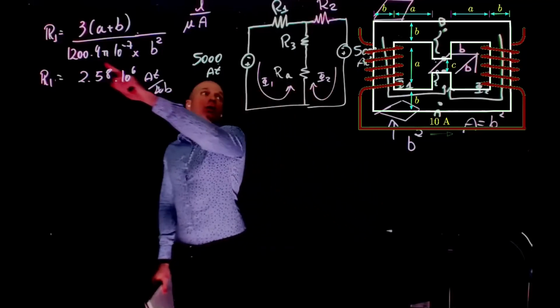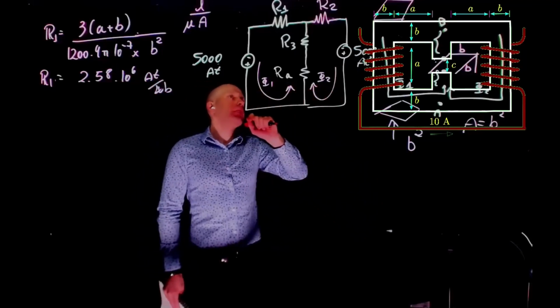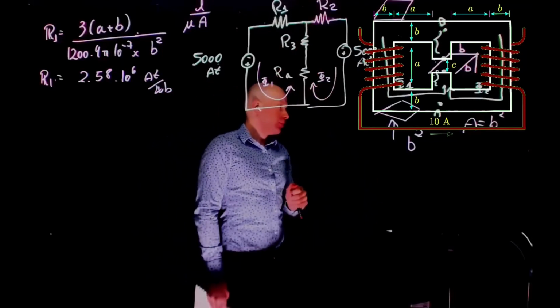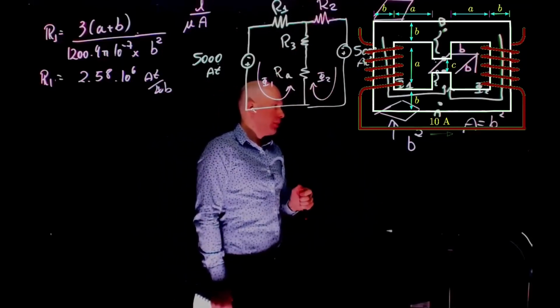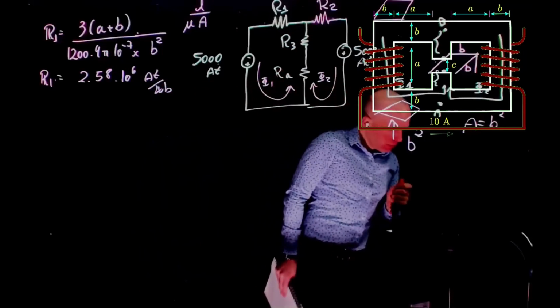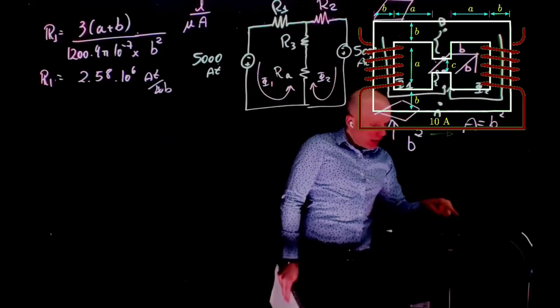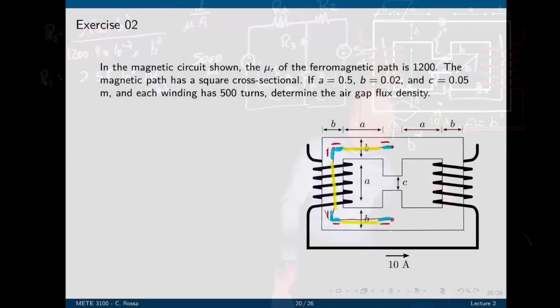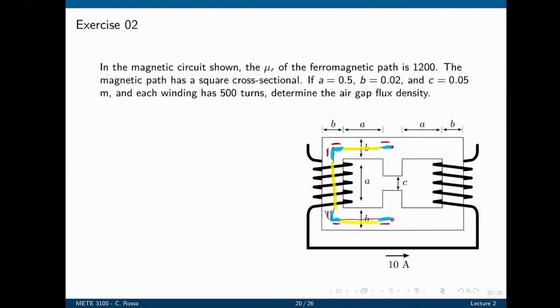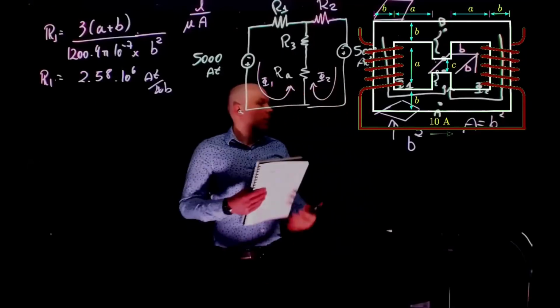Notice that, Professor, R1. I just have a question. Is B given in the question? I just can't see, because you were able to get a numerical answer. Do you know what the actual value of B is? Yeah, it's given in the question. You see, A is 0.5, B is 0.2, and C is 0.05. Thank you. Okay.